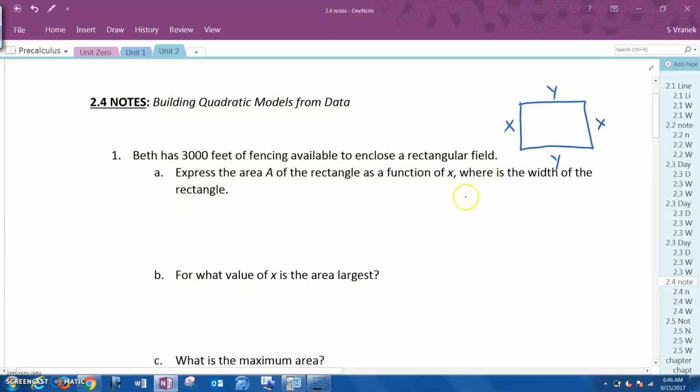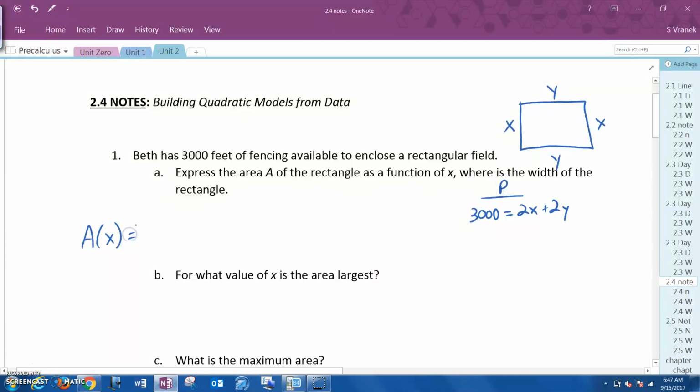So we can say that for the perimeter equation, 3,000 is equal to 2x plus 2y. So that's an equation we're going to use later. Now we have to look and see what we're actually trying to do. I was just using the information given. It says we need to find an equation for the area of this rectangle with respect to the letter x.